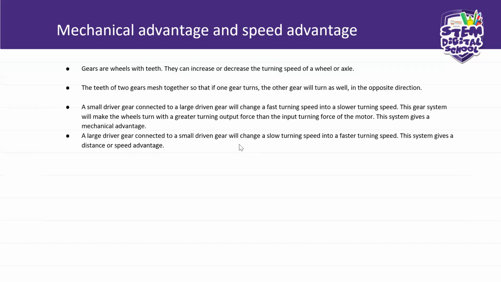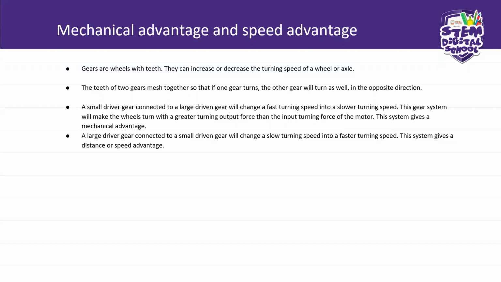Right, mechanical speed and speed advantage. Gears are wheels with teeth. They can increase or decrease the turning speed of a wheel or axle. You know when you're driving a car, you don't see gears inside the car. They are in the bonnet or in the gearbox. They increase or decrease the turning speed of a vehicle. So when I start my car, I start with a small gear. Then I gear up, I go to the higher, bigger gears. So when the speed is slow, the smaller gear is the driver.